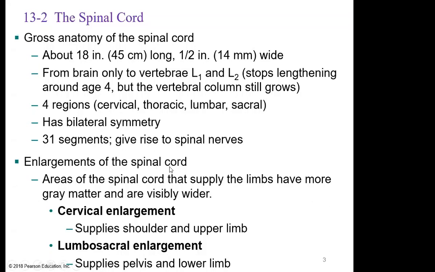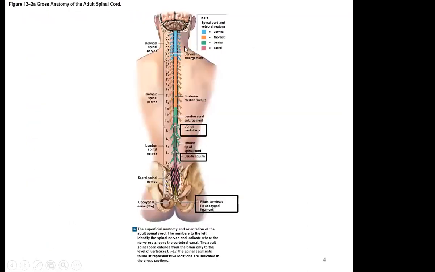Enlargements of the spinal cord are going to be areas where you can see a visibly large portion of the cord. We have them in the cervical area and in the lumbosacral area. This is because we're going to have a lot of information here that in the cervical area will go on to supply the upper limb. The lumbosacral will go on to supply the lower limb. So we can see those two enlargements visibly. Here you can see the cervical enlargement in the area around C1 or C7, and then you can see the lumbosacral enlargement around T12, L1.